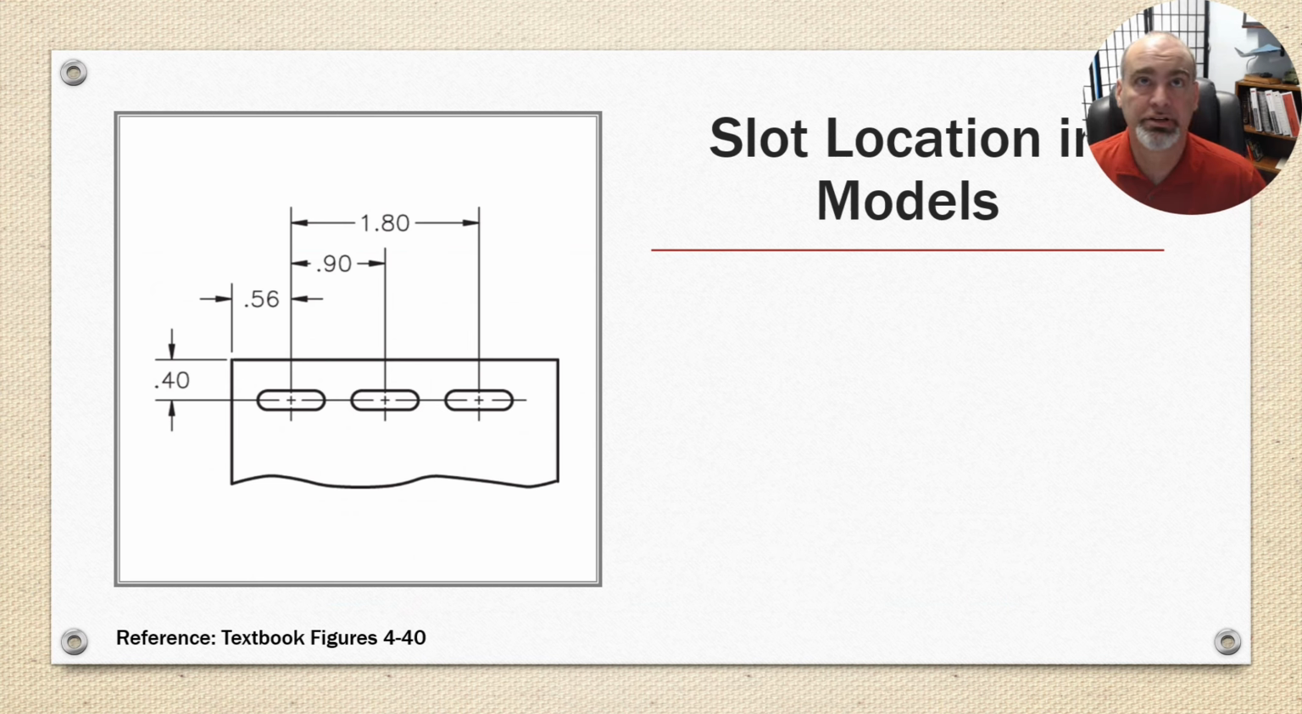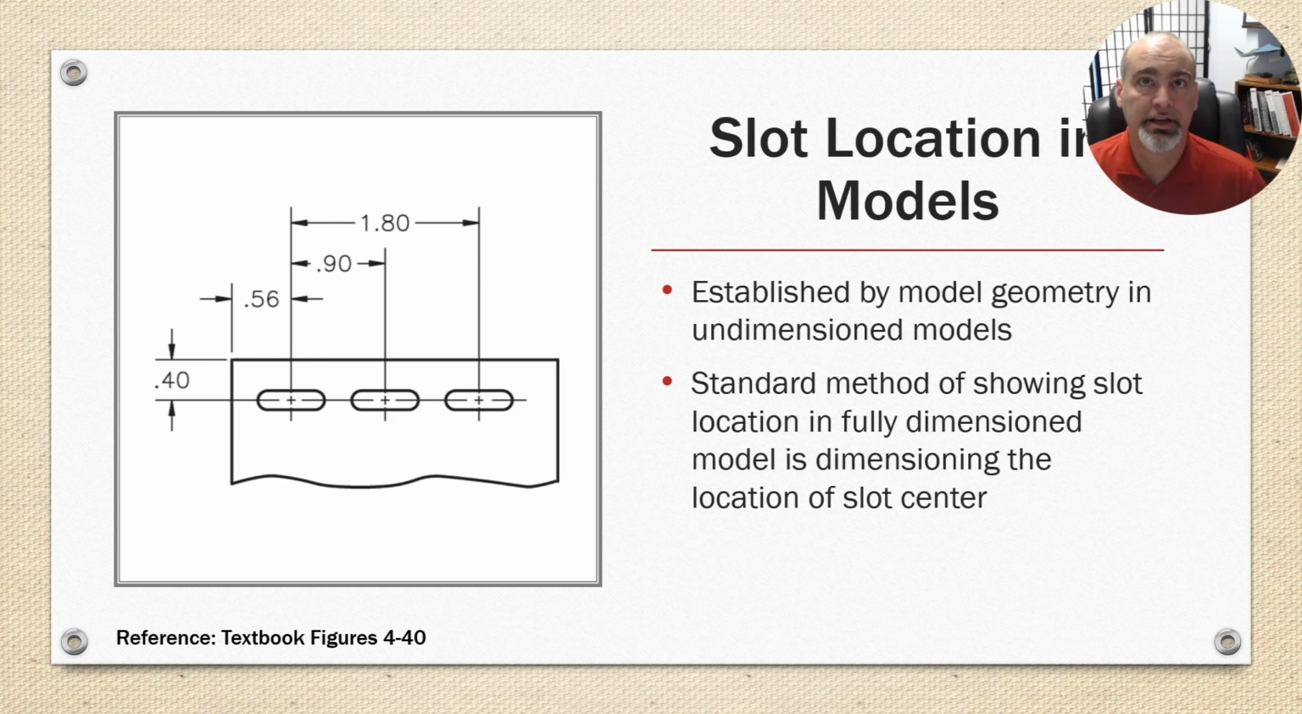Slot in location models. The slot is established by model geometry in undimensioned models. The standard method of showing slot location in a fully dimensioned model is dimensioning the location of the slot center.